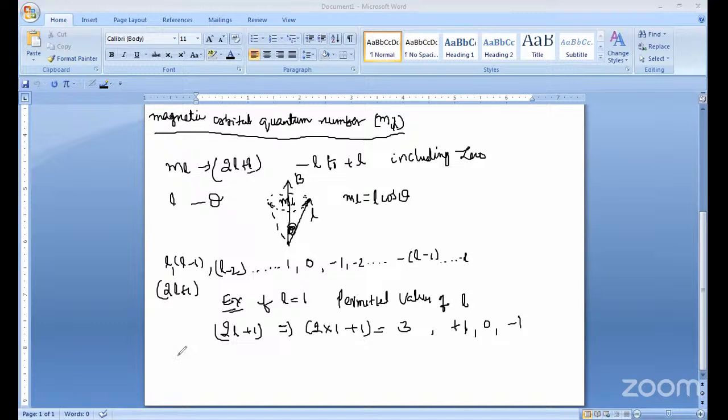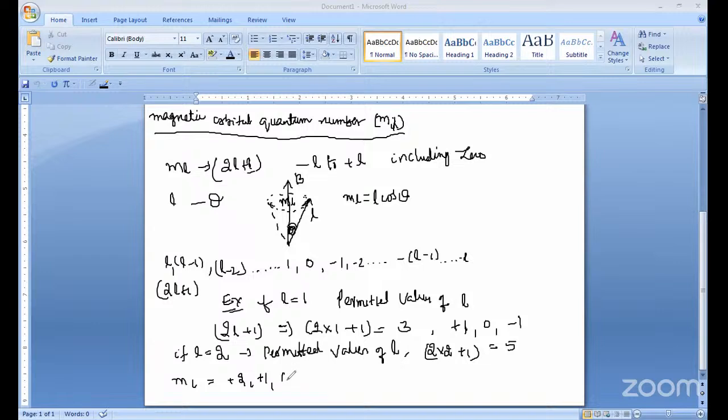Suppose L equals 2. Then the permitted values of ML will be 2L plus 1. So 2L plus 1, with L equal to 2, is 2 into 2, 4, plus 1. So in total you get 5 permitted values. ML can be taken, in the case of L equals 2, as plus 2, plus 1, 0, minus 1, and minus 2. So all these values are permitted here.